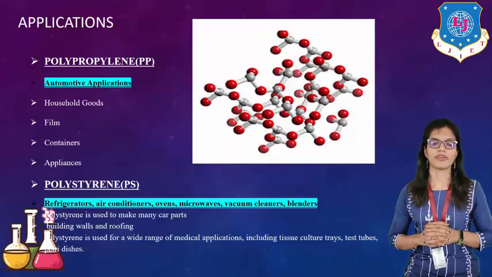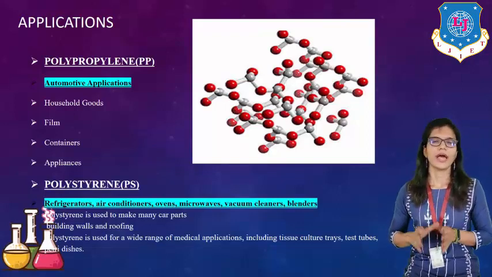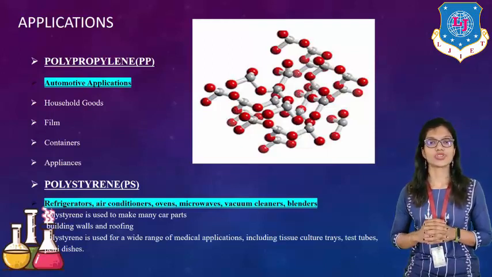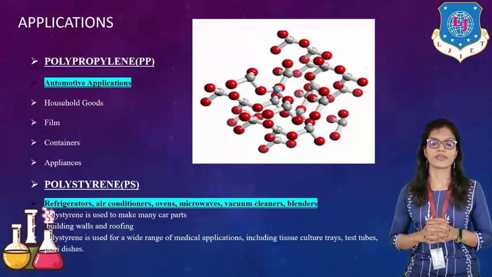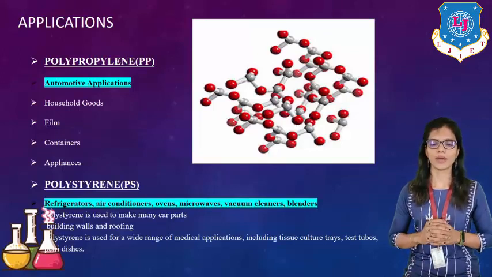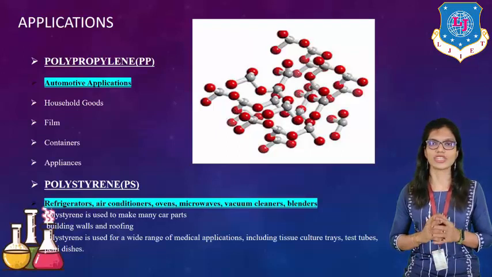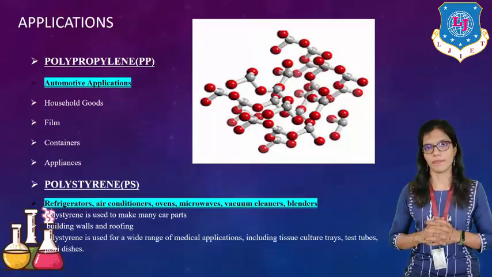Likewise, another one that we will have here is polystyrene. Polystyrene's short form is PS. PS is used in refrigerators, air conditioners, microwave ovens, vacuum cleaners and blenders, that is, hand blenders. It is used to manufacture many car parts, building walls, building roofing. Polystyrene is used for a wide range of medical applications, including tissue culture trays, test tubes and petri dishes. It is widely used to manufacture such medical equipment.